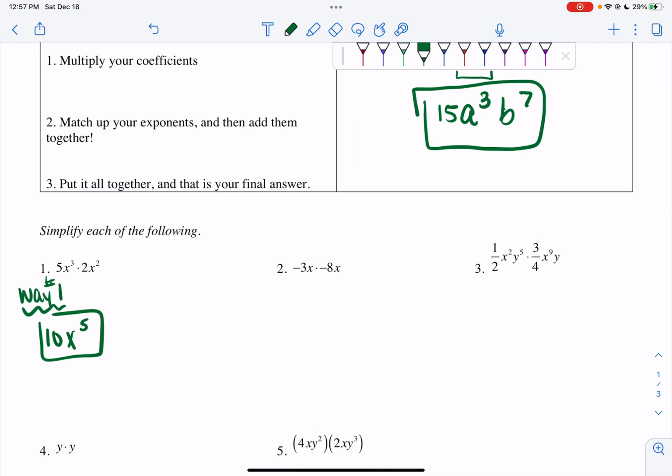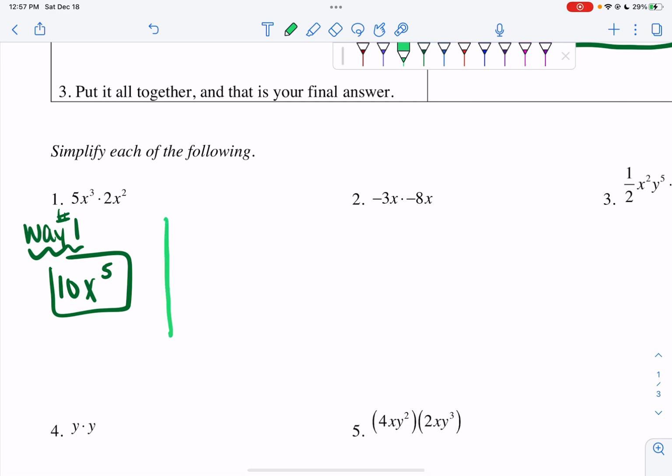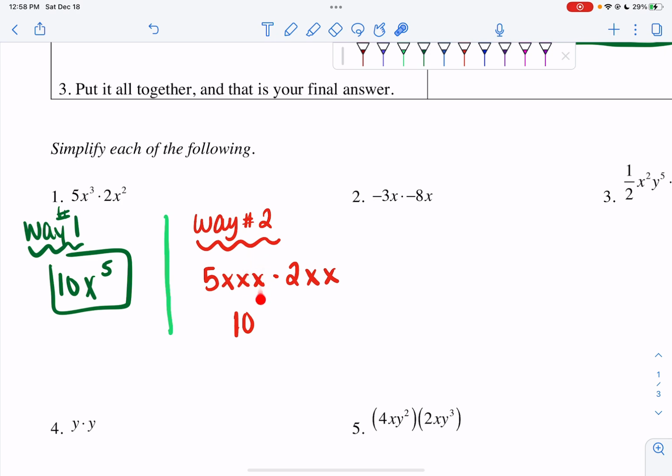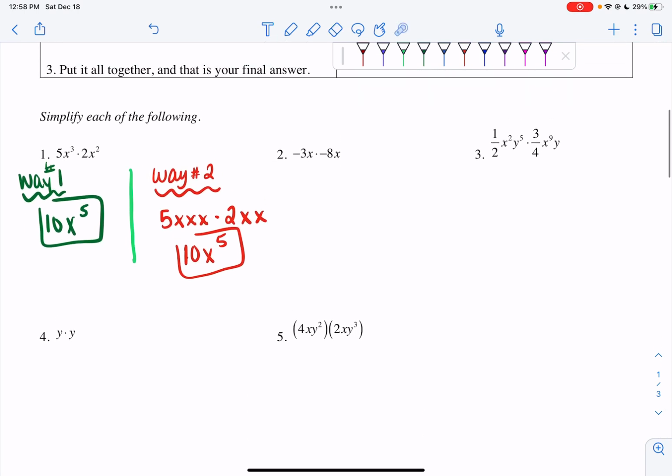If you're someone who thinks they might make a mistake with that, you can do way number 2, where we expand our term. I have 5x to the third, which means I have 5x, because I have 3 x's. And then I'm multiplying it by 2x squared, or I write 2 x's this time. 5 times 2 is 10, and now I count my x's: 1, 2, 3, 4, 5. 10x to the fifth. Two different ways, same problem. For this video, I'm going to do all the examples like the first one.